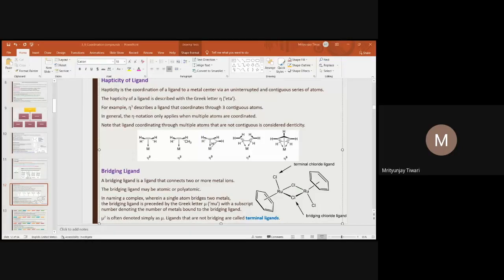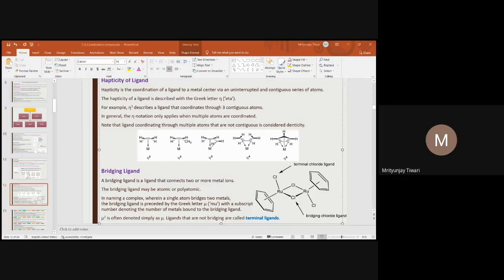A Roman numeral in parentheses following the name of the coordination entity represents the oxidation number of the metal. For example, the oxidation number of copper in the complex with a minus charge is plus 1, and it is written as Cu with Roman numeral I. I represents 1 in capital letters. So let us see how it has a plus 1 charge.